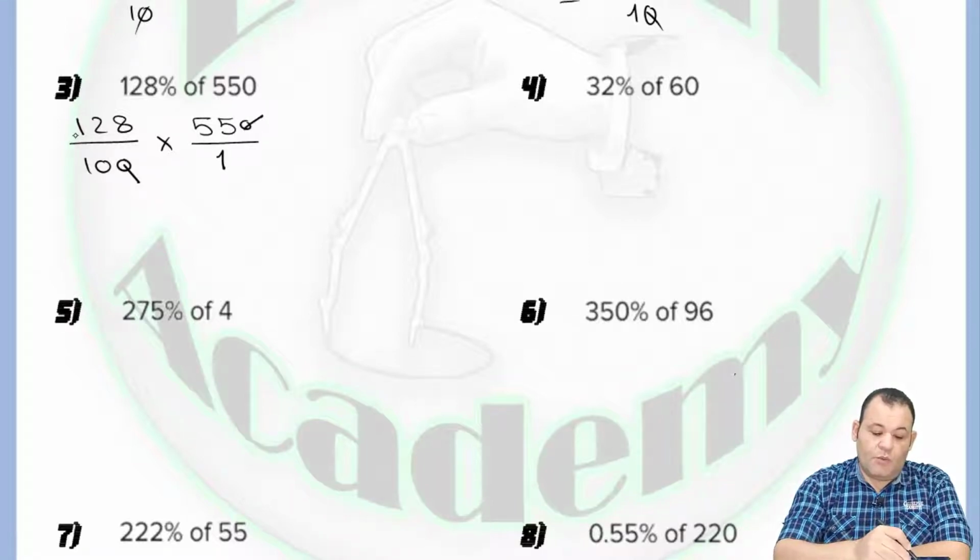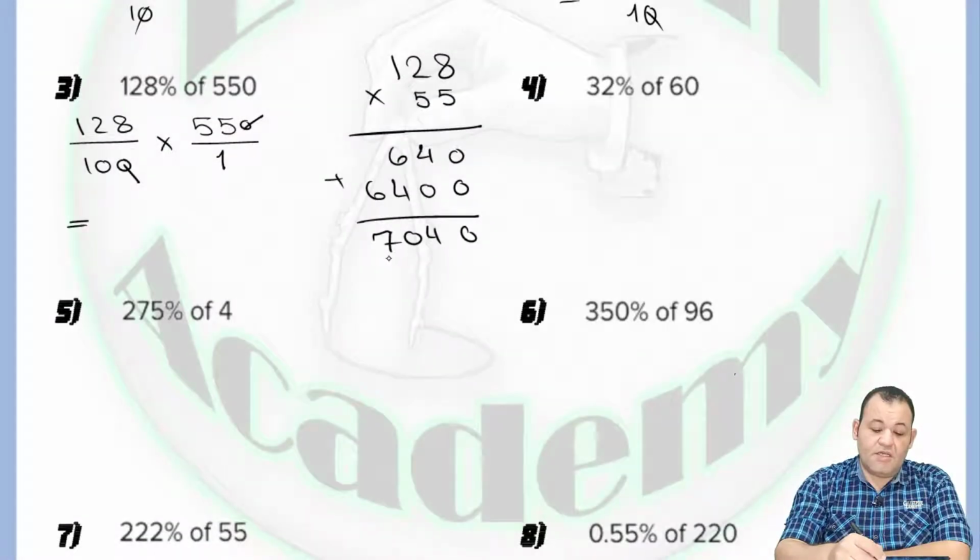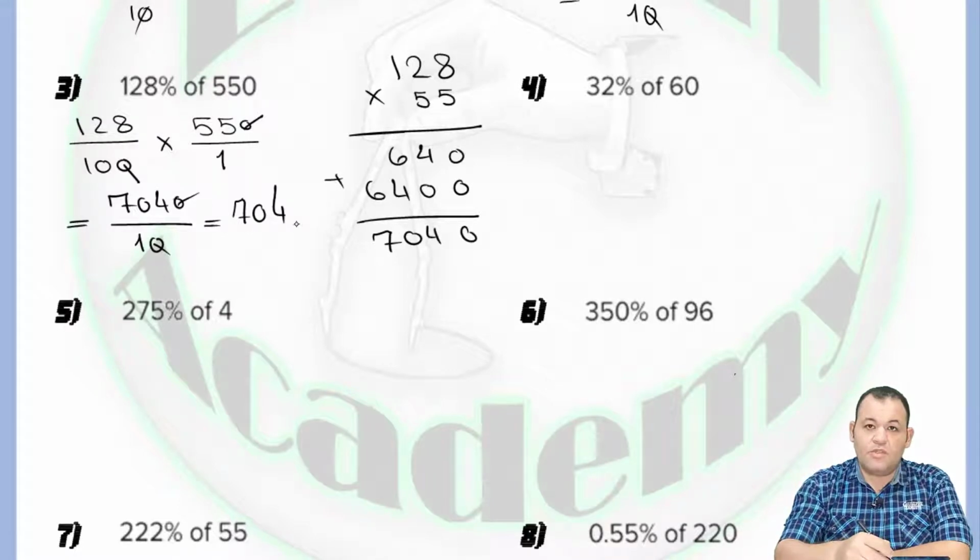Now we need to multiply 128 by 55. By multiplying, you will find that the answer will be 7,040. So the numerator will be 7,040 and the denominator will be equal to 10. You can cancel out 0 and 0, so you will find that the answer will be equal to 704. So 128% of 550 equals 704.